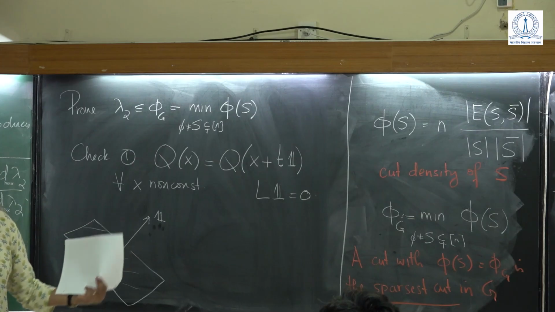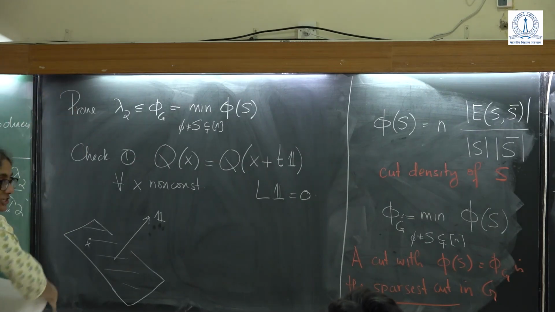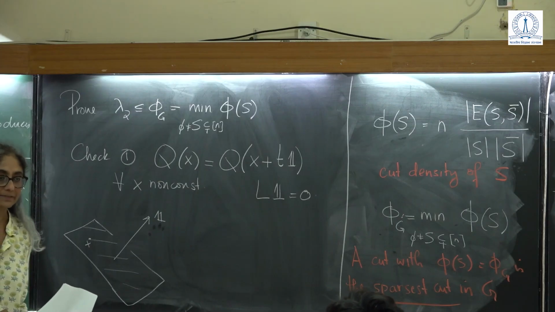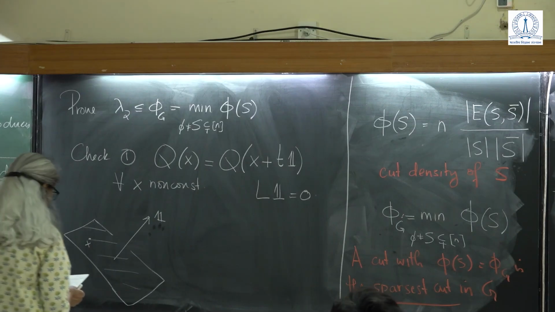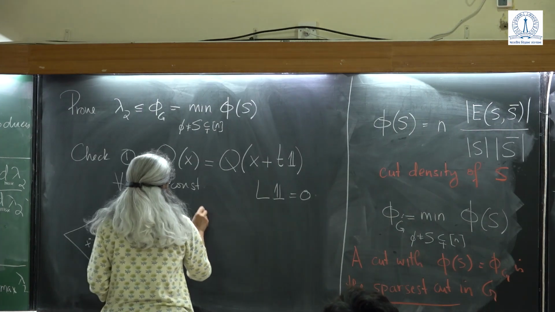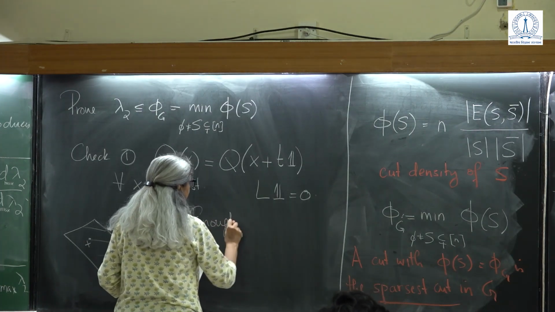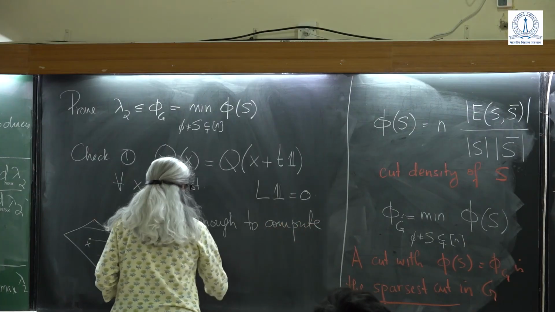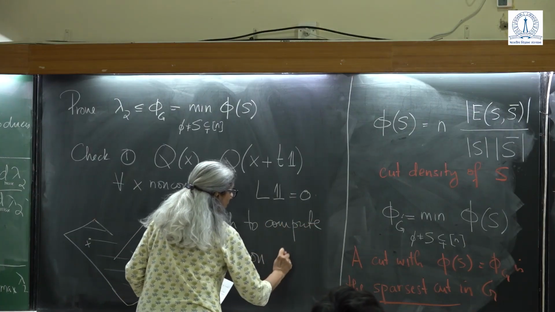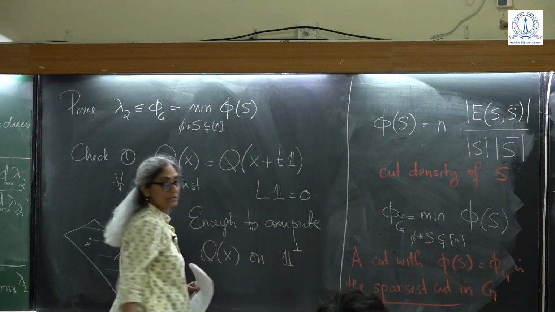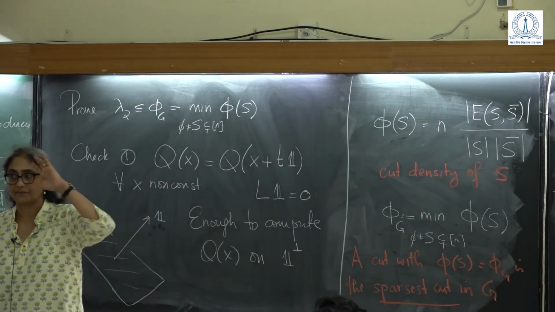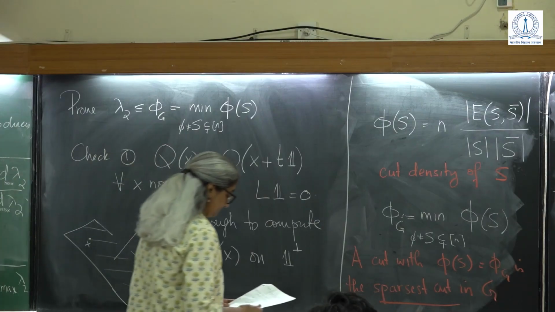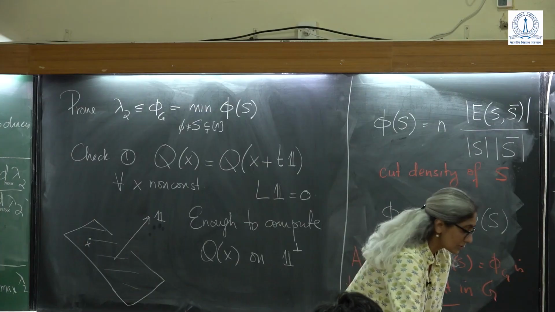Everything in space is something in this shaded piece plus a multiple of 1s, right? That's everything in space is like that. So I can just crash down an arbitrary v down to the complement, right? So we can just focus on that. So this tells us that it's enough to compute qx on 1 perp. Okay, so 1 perp is the complement of the all ones. Good? Okay, very good. Okay, so that's the first check.